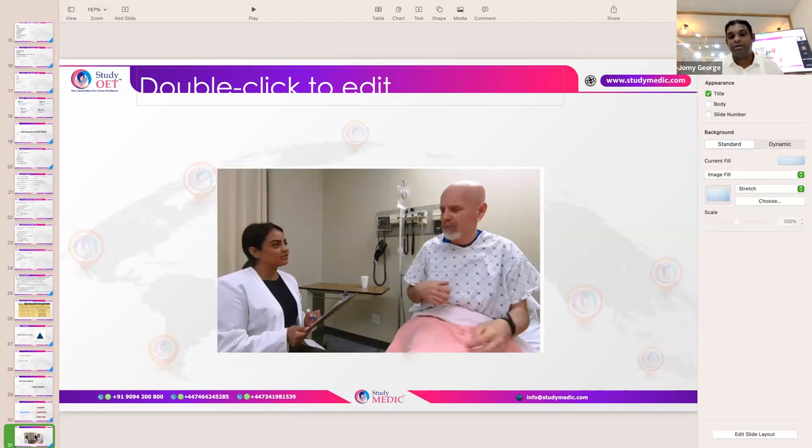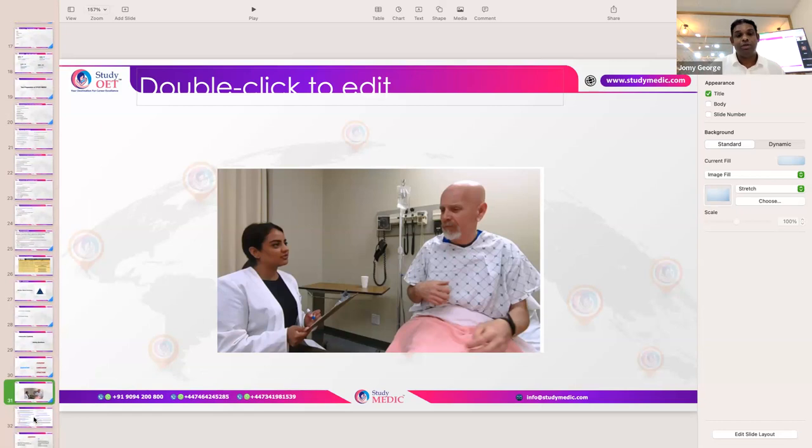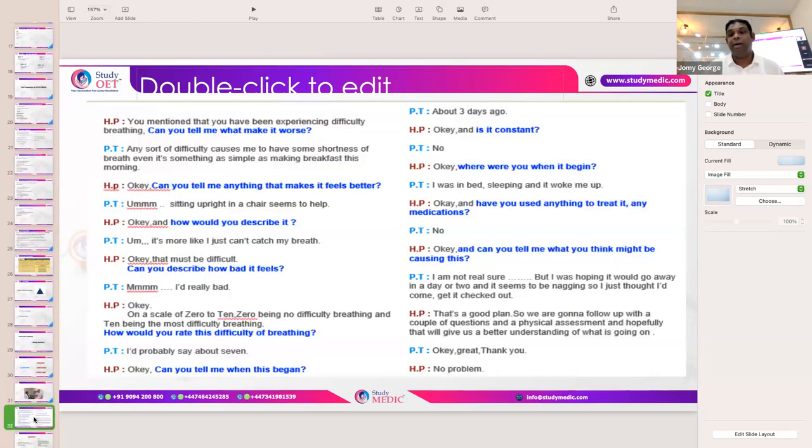You can see on screen an old man with a doctor. From their appearance, you can see that this doctor is gathering information from the patient, because the patient mentioned he has been experiencing something. The doctor wants to gather information. On screen, you can see a sample conversation.